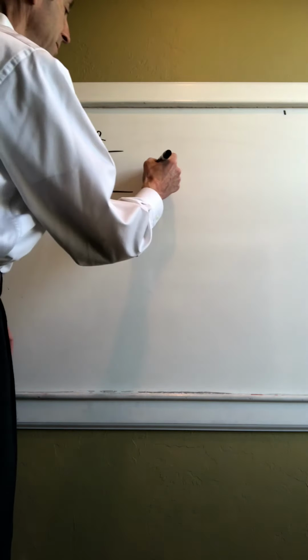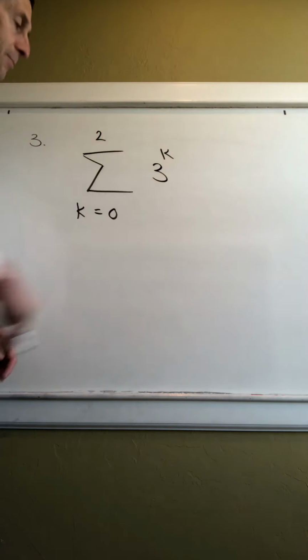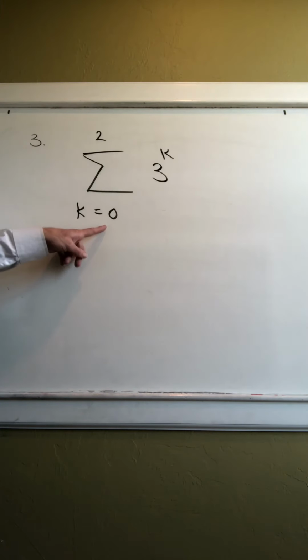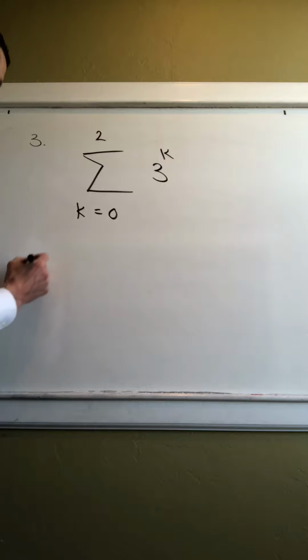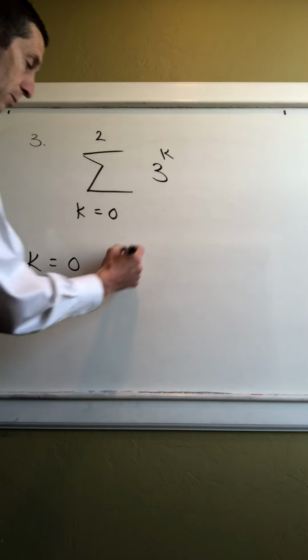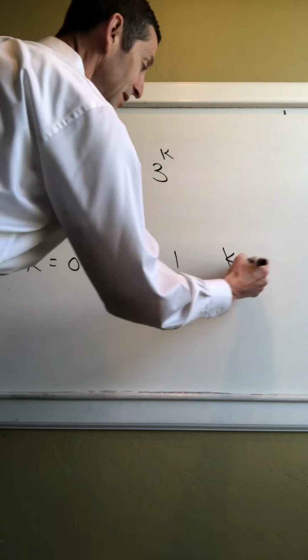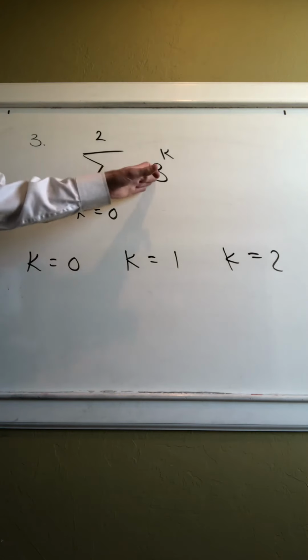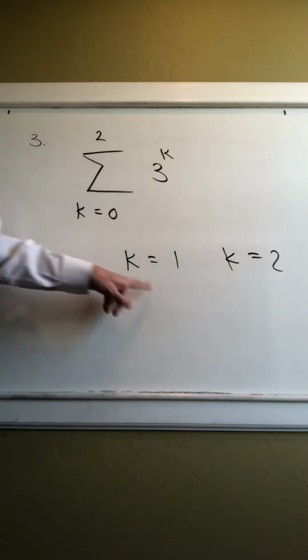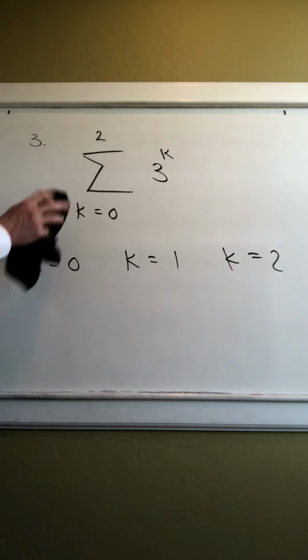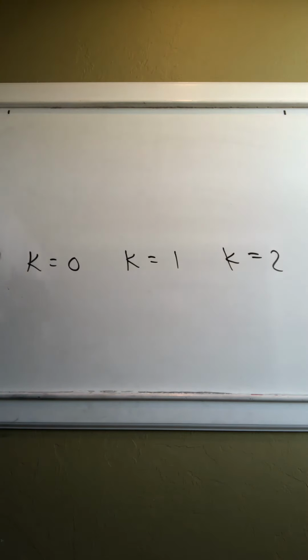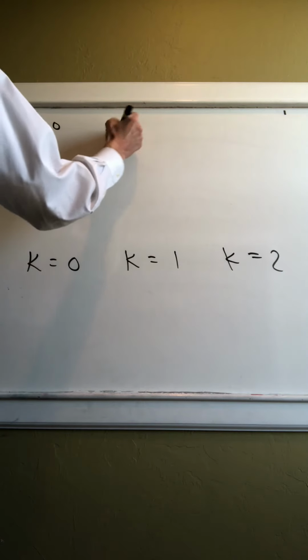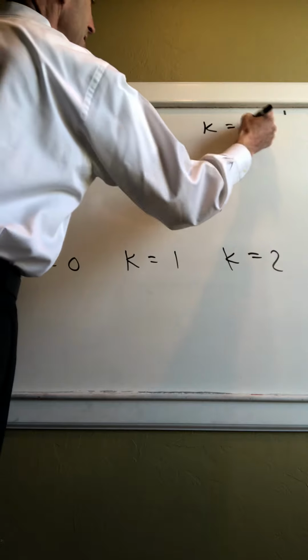And what are we working with? How about a 3 to the k power? So your beginning changes, your ending changes. So you start with k equals 0, you go up to 1, you go up to 2, and then you can stop right there. So we're plugging in for 3 each time. 0, 1, 2. Let me move it up. So we got k equals 0, k equals 1, k equals 2.